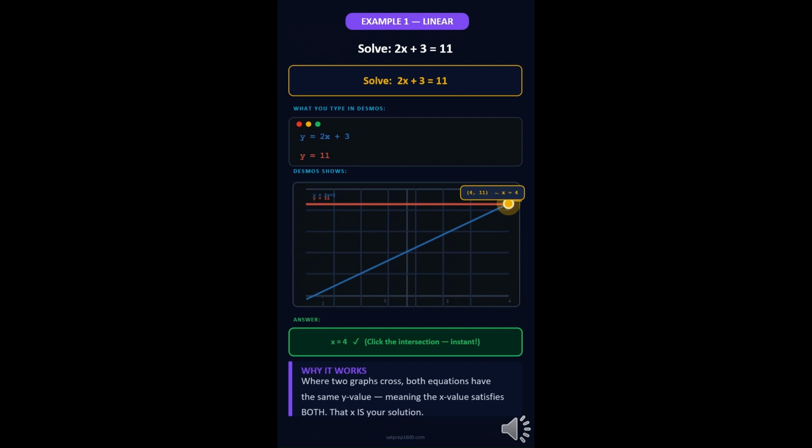Example 1. Linear proof. Okay. Watch. Solve 2x plus 3 equals 11. Line 1. Y equals 2x plus 3. Line 2. Y equals 11. And boom, they cross right at x equals 4. No algebra. No mistakes. 3 seconds.